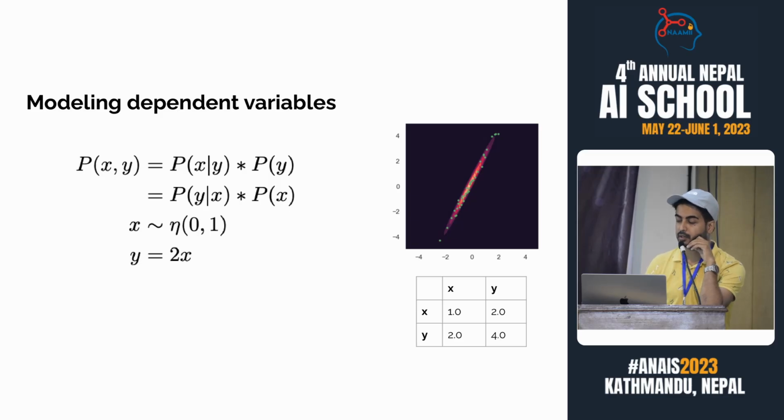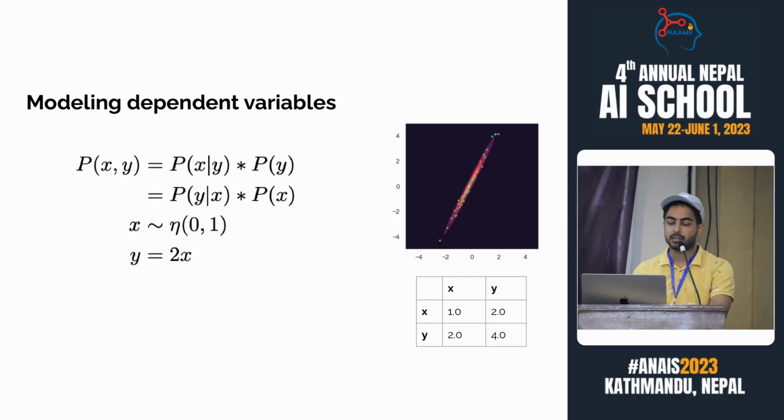For dependent variables, we cannot do that. We can write the same expression in different ways, like the probability of x dependent on y times the probability of y, or y dependent on x times the probability of x. But because they are not independent, we cannot break this down further, and we cannot write this simply as the probability of x times the probability of y. So it's not easy to represent this.